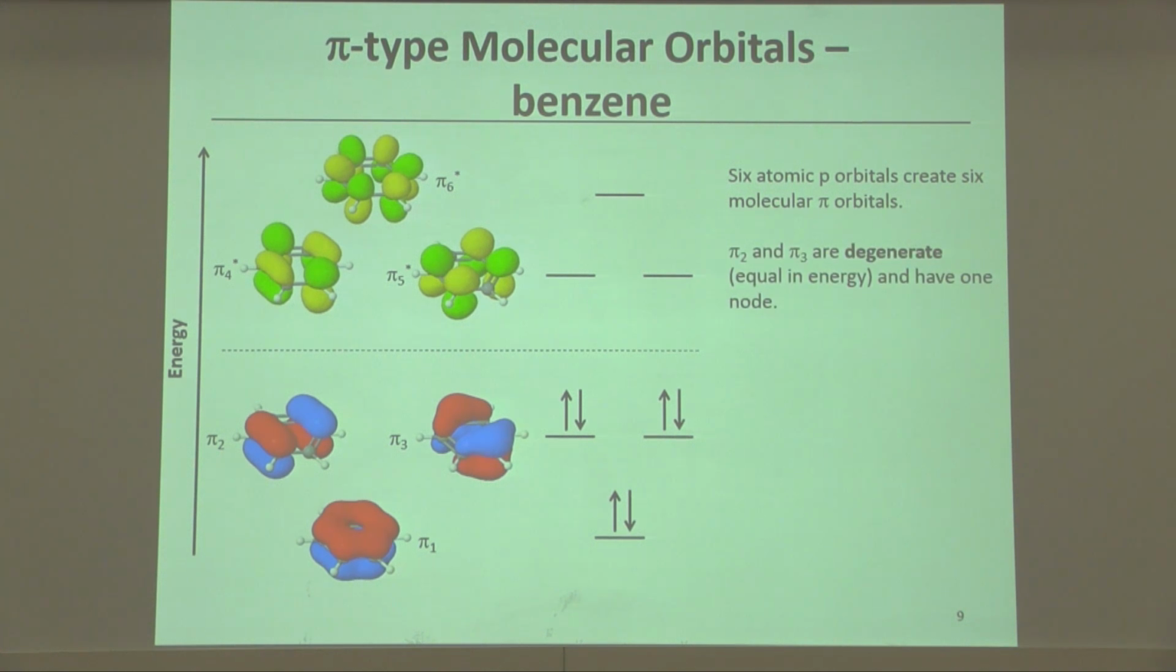The reason for that is they each have the same number of nodes. So pi 3 has 1 node running between the carbon-carbon bonds on the sides of the molecule there. Pi 2 has a node on each side of the ring running along the CH bonding axis. And so these have each 1 additional node compared to the pi 1 orbital. And in this case, they are symmetric and equal in energy, so they become degenerate. The same can be said for pi 4 and pi 5, except they each have 2 nodes that are perpendicular to one another in each of those molecular orbital depictions. So pi 2 and pi 3 are degenerate. Pi 4 and pi 5 are also degenerate.